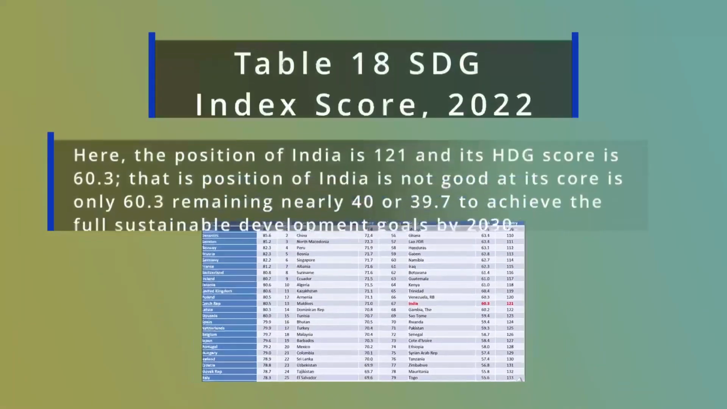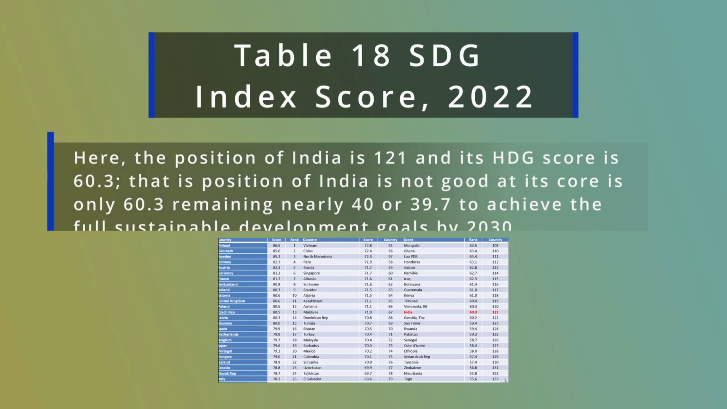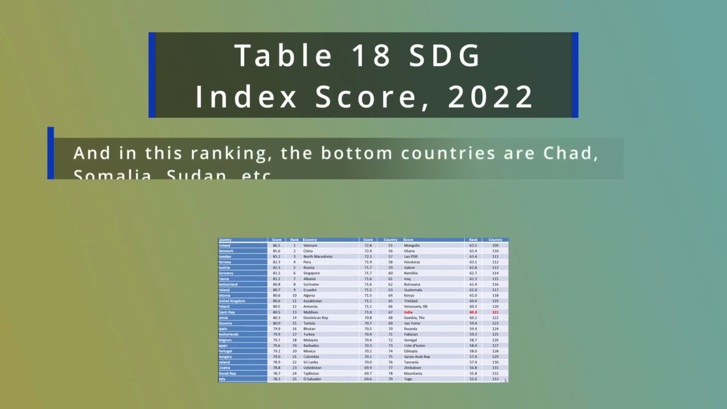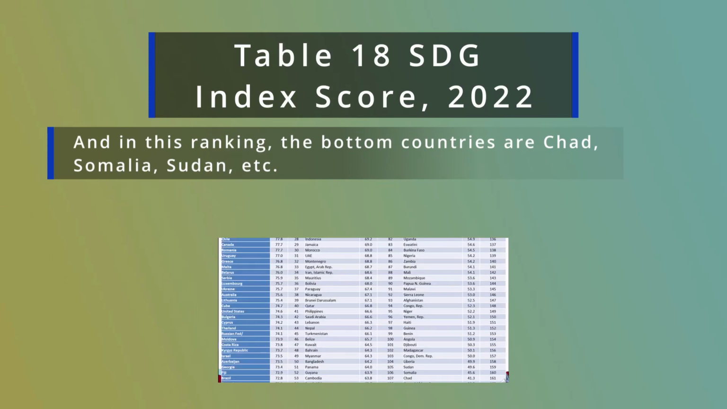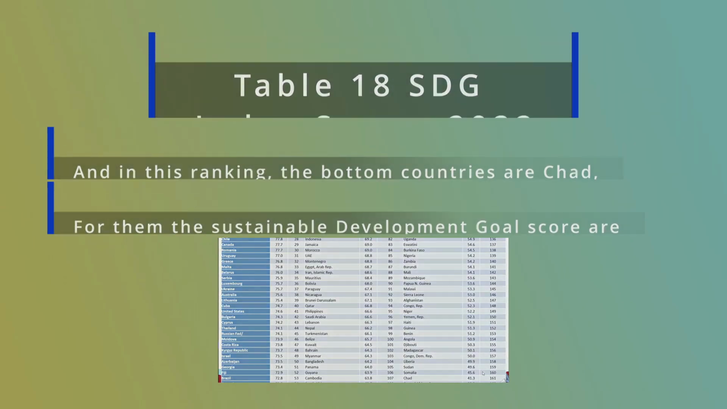Here the position of India is 121, and its SDG score is 60.3. That is, the position of India is not good, and its score is only 60.3, with nearly 40, or 39.7, remaining to achieve the full sustainable development goals by 2030. And in this ranking, the bottom countries are Chad, Somalia, Sudan, etc. For them, the sustainable development goal score is relatively less.